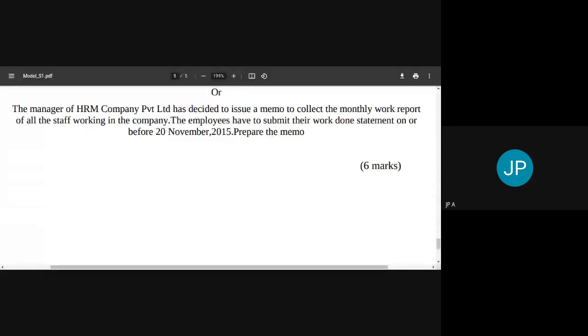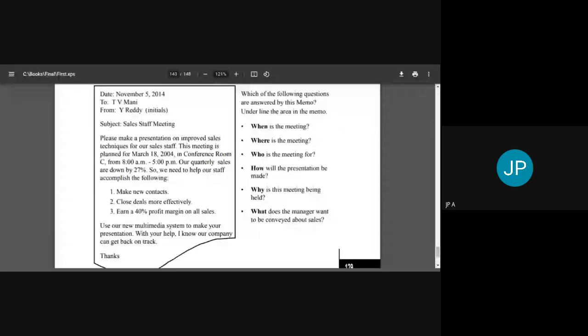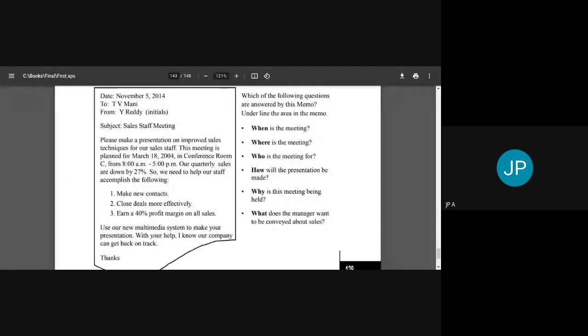This is actually a very easy and simple way of writing and scoring good marks, because it is a 6 marks question, but it is not so difficult as the other questions. It is much easier. Memo is very similar to a letter, but it is slightly different from a formal letter. So this is the format of a memo. It is much shorter than a formal letter, and shorter than an informal letter.